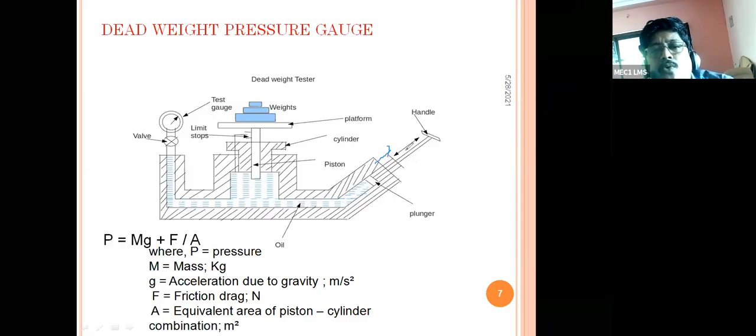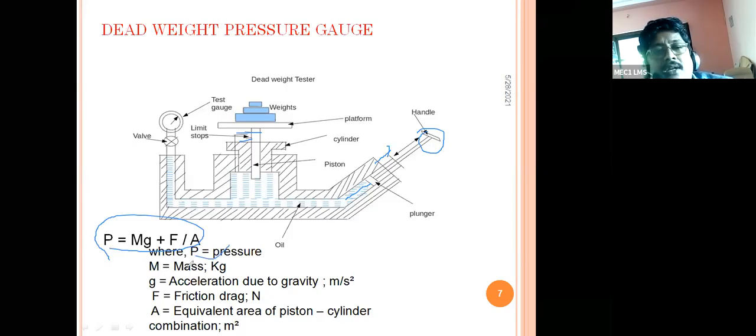Once the pressure is created, it moves up. Now with the help of this handle, you have to press the plunger, and it will move forward. Thereby the pressure inside increases, and this piston will move up and float between the two limit stops. Then we stop that experiment. With the help of this formula, you can calculate how much pressure is created inside the oil.